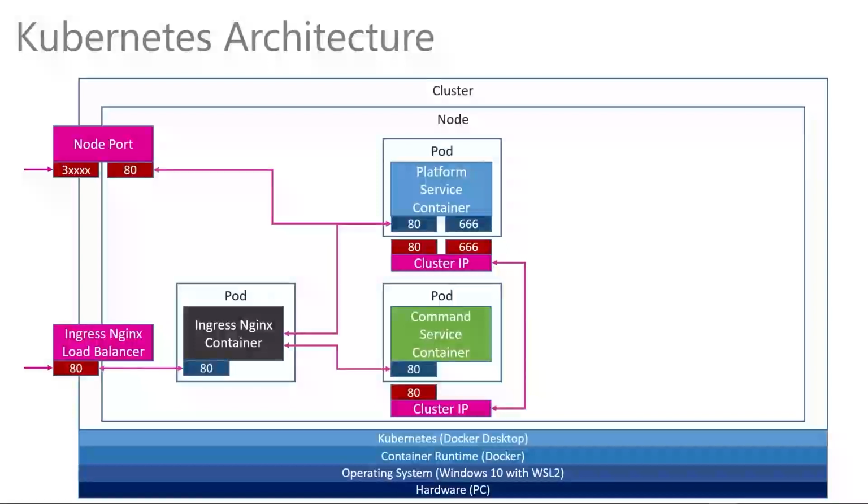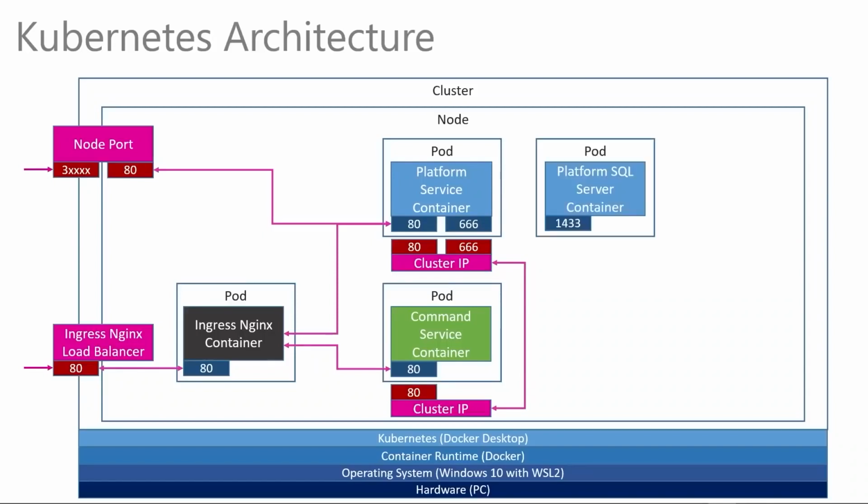Control will route directly to our two services. Okay, it won't actually make use of the cluster IP services. They are really just used generally for container-to-container communication. The ingress Nginx control in this case is going to reach out directly to our services.